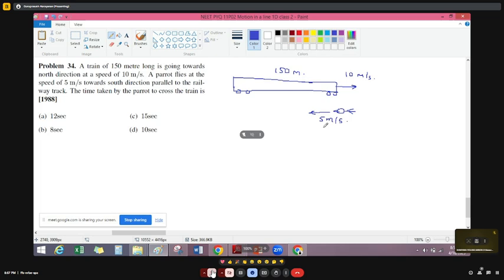The time taken by the parrot to cross the train is, so that means how long will it take to cross this distance. I know that time taken is equal to distance by velocity. But if the train was standing, then I can simply say, stationary situation, 150 divided by velocity 5, which means it will be 30 seconds if the train was stationary.